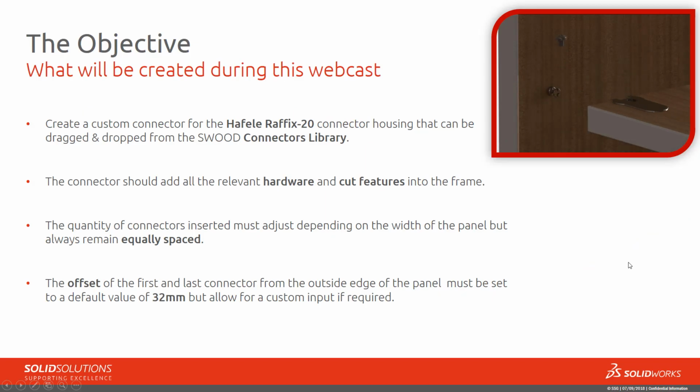The objective: we're going to create a custom connector for the Hafele Rafix 20 connector so that it can be dragged and dropped from our SWOOD connector library and onto our frames. The connector will add both pieces of hardware as well as the cut extrude features onto the panels. The quantity of how many connectors get inserted will depend on the width of the panel, but they will always remain equally spaced to each other.